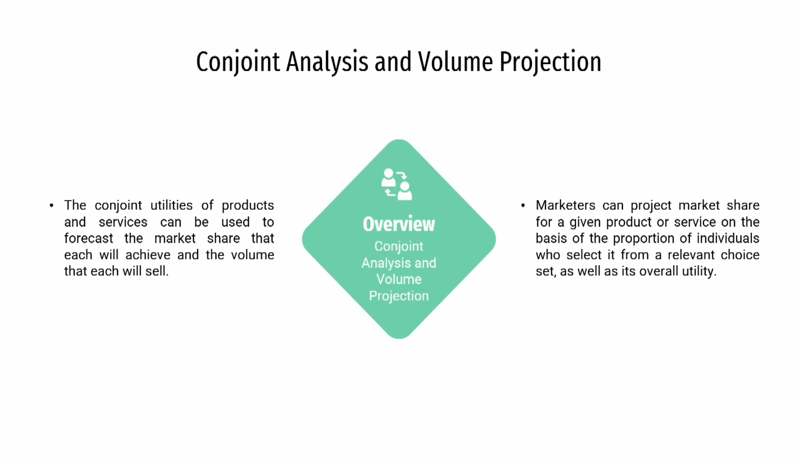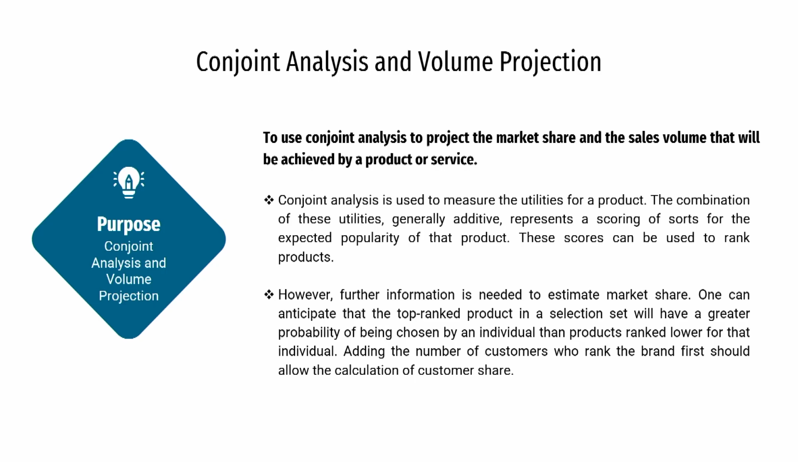Marketers can project market share for the given product or service on the basis of the proportion of individuals who select it from the relevant choice set as well as from its overall utility that is being derived from the utility set for each of these attribute levels of various attributes. So, now the purpose of conjoint analysis and volume projection is to project the market share and the sales volume that will be achieved by the product or the service in a given time frame.